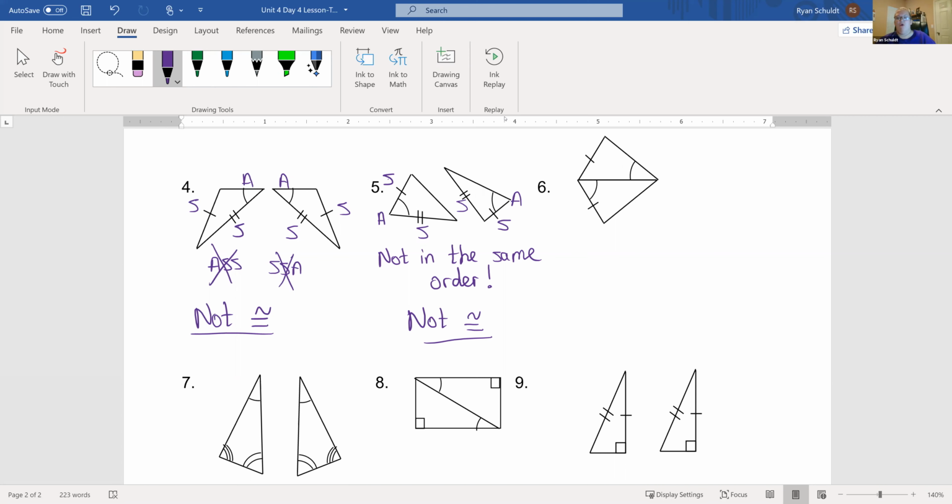So on these, order matters. I'll even write it up here. Order matters. Don't just say, oh, but I have 2 sides. One says SAS. That's one. No, they're not in the same order. Order matters.